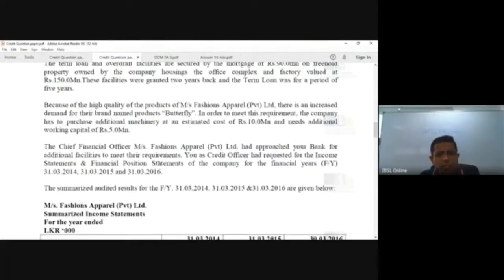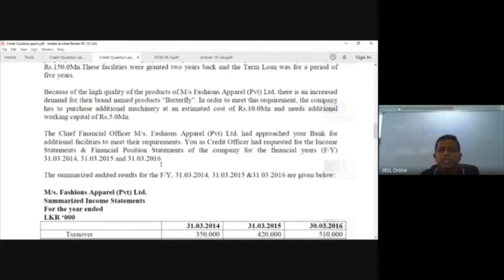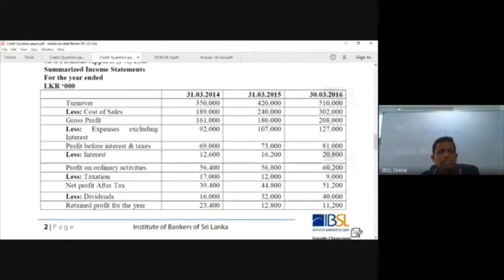The CFO of MS Fashion Limited had approached your bank for an additional facility to meet their requirement. You, as the credit officer, had requested the income statement and statement of financial position of the company for the financial years 31/3/2014, 31/3/2015, and 31/3/2016. The summarized audited financial statements for the 3 years are given below. 3 years' results are given.